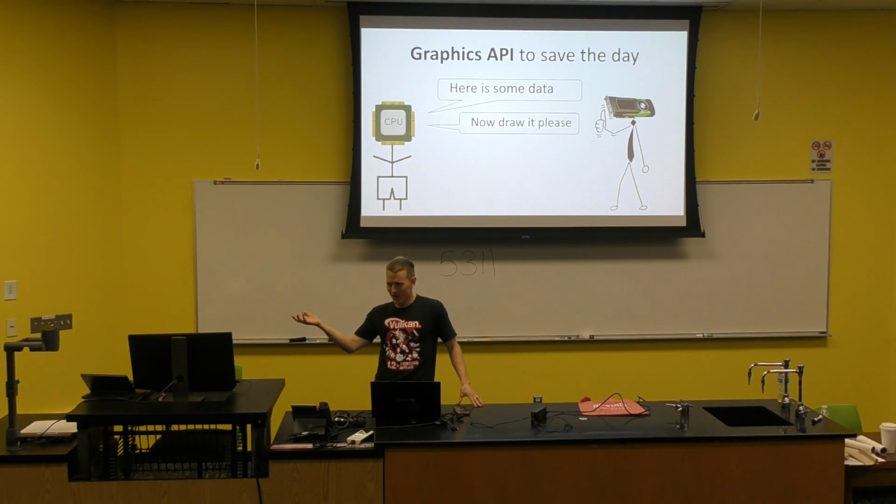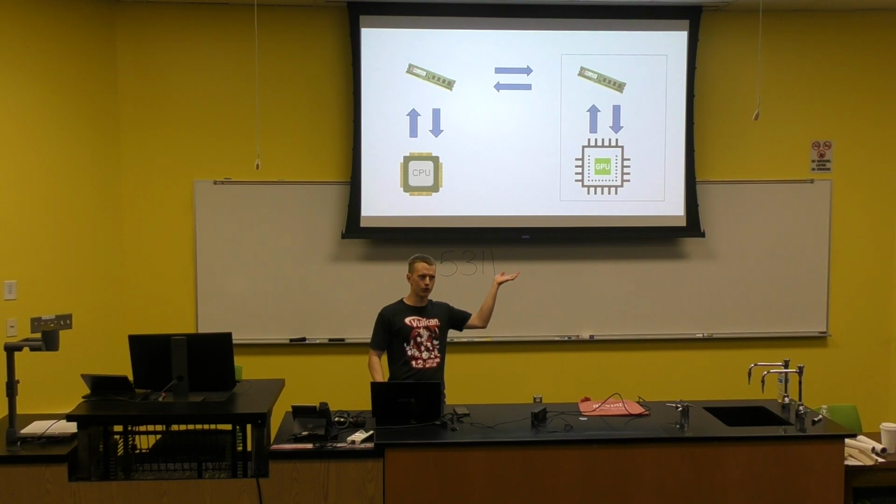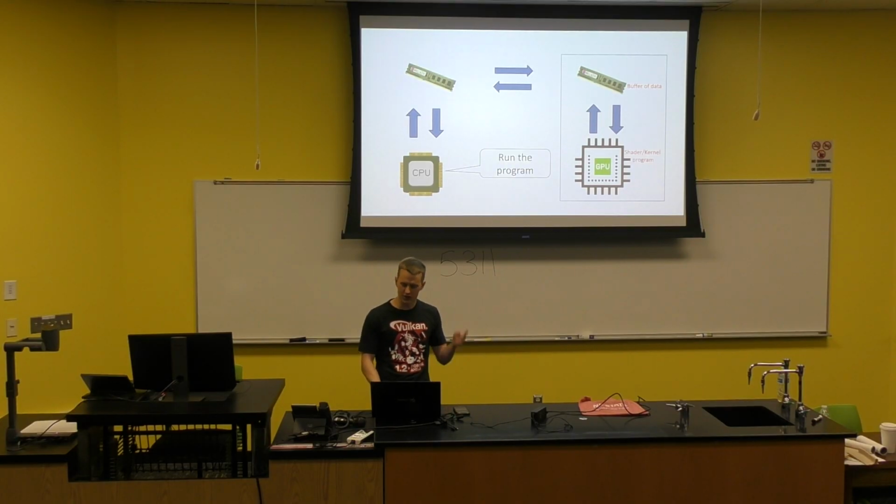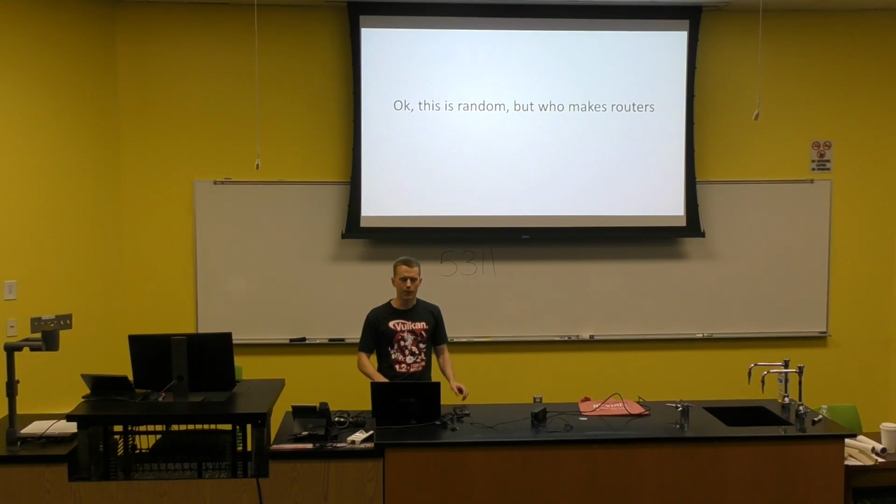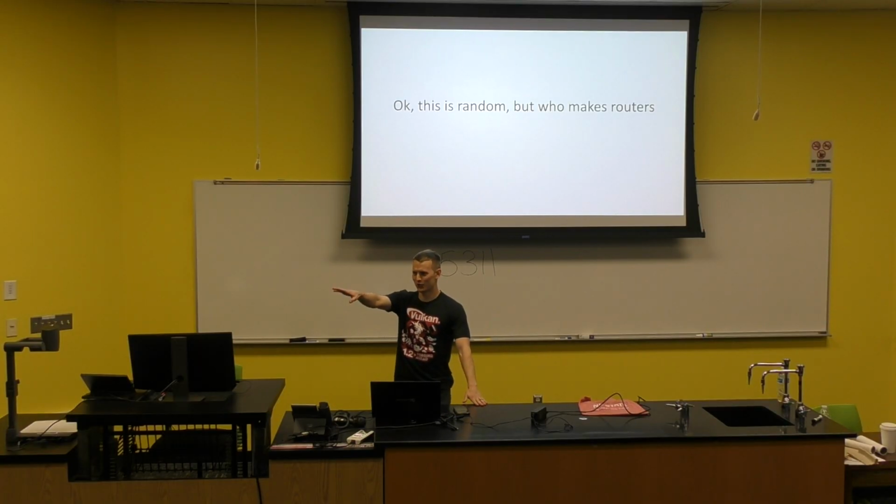So how does a graphics API work? It's really simple. The CPU gives off data and just kind of instructs the GPU what to do. Cool. So let's say you have the CPU, you have some memory, some buffer of data, you throw it over to the GPU. You have the shader kernel, you throw it over to the GPU, and the CPU says, run it. Okay, this is gonna be really tangential, but trust me on this one.